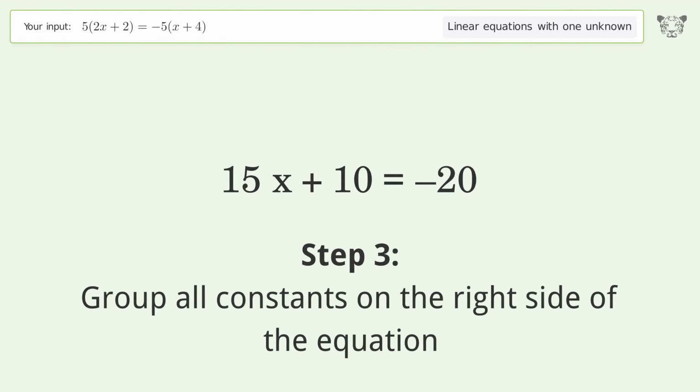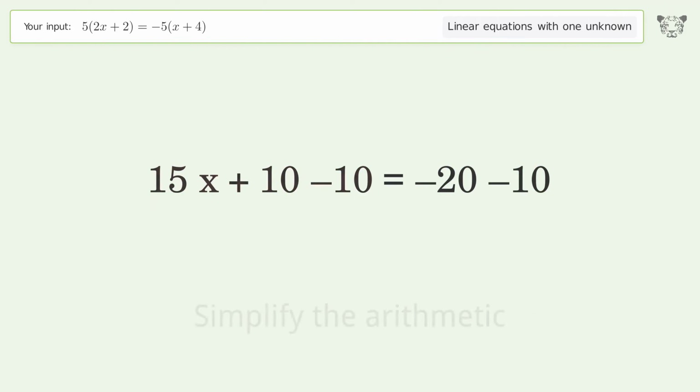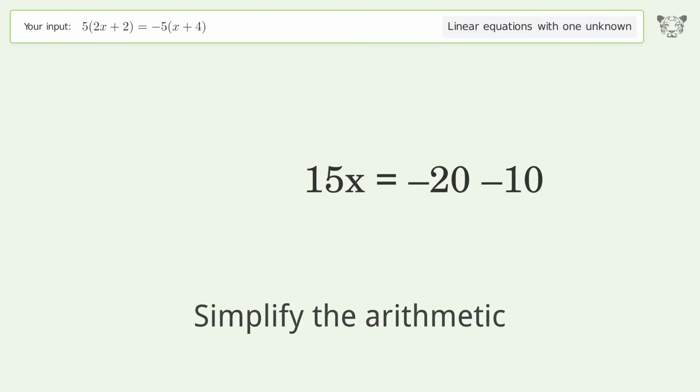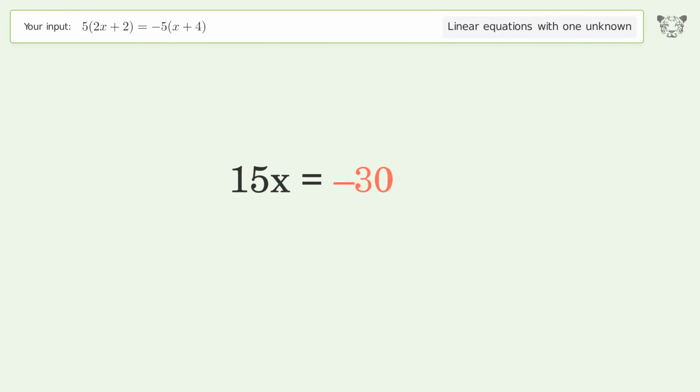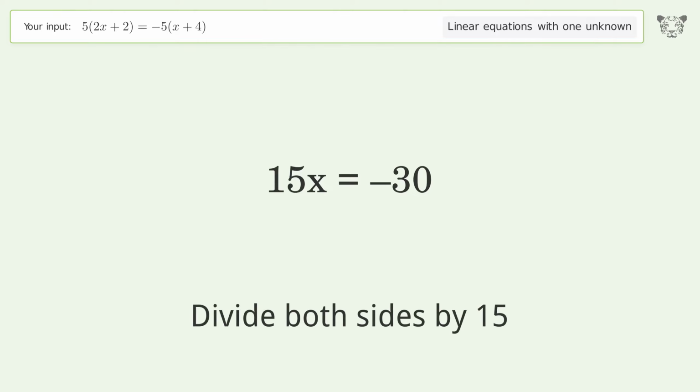Group all constants on the right side of the equation. Subtract 10 from both sides. Simplify the arithmetic. Isolate the x. Divide both sides by 15.